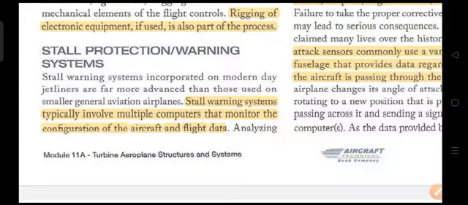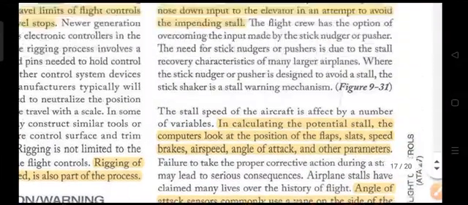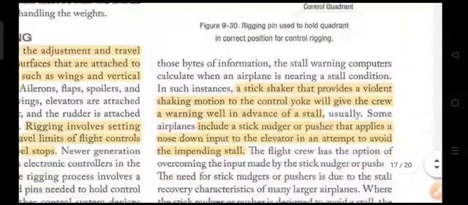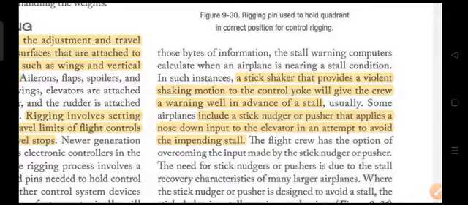Stall protection and warning system is what? Stall warning systems typically involve multiple computers that monitor the configuration of the aircraft and flight data. A stick shaker provides a violent stick shaking. So I have already told you previously, the stick shaker is the one which is attached to your control yoke, which shakes the control column so that it gives a good warning in advance before a stall to the crew.